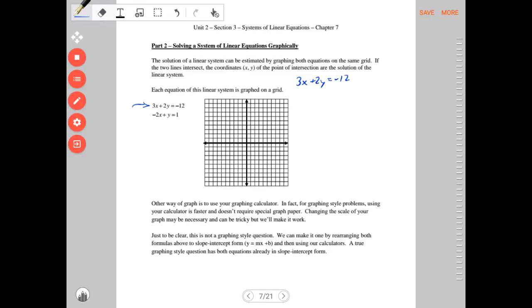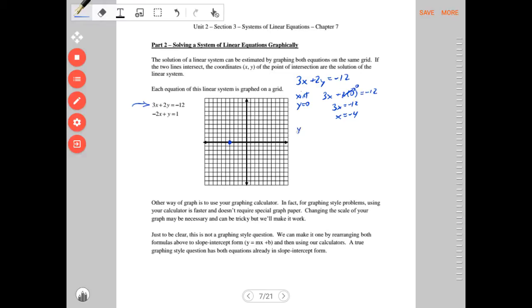Now remember, how we do this is we find the intercepts. So if I find the x-intercept, remember that happens when y equals 0. So we get 3x plus 2 times 0 equals negative 12. Well, 2 times 0, of course, is 0. So then 3x equals negative 12. Divide by 3, and x equals negative 4. Okay, so when y is 0, x equals negative 4. 1, 2, 3, 4. Make sure we try and get it right this time, the first time.